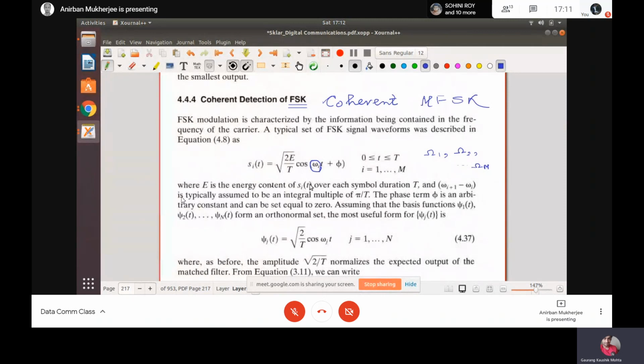And finally, what are the orthonormal sets of basis functions? That is root 2 by T cos omega j t. That is your psi j t for j equal to 1 to n, and also t is, this is fine for orthogonal.